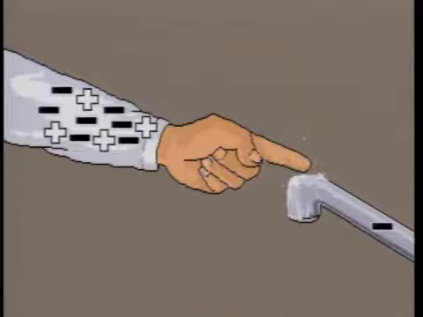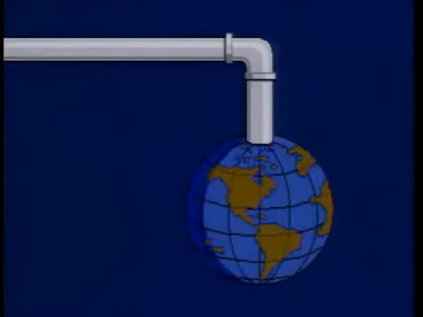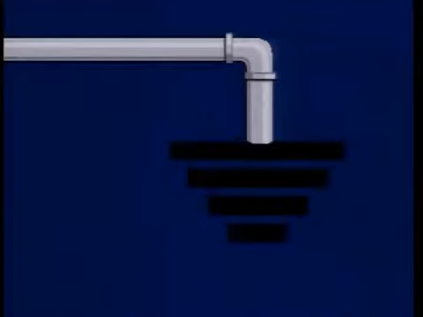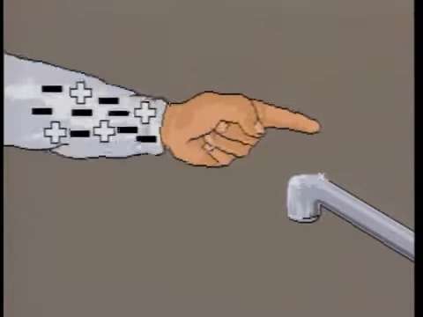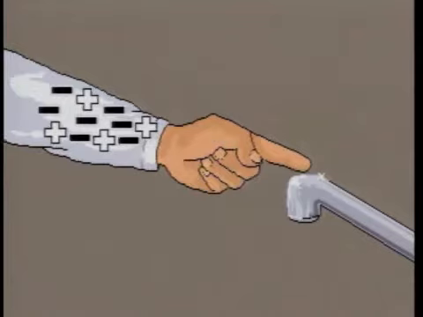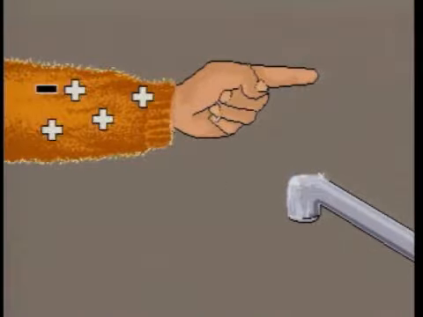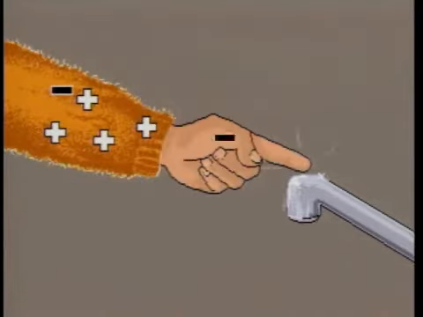The easiest way to neutralize a charged object is to connect it to the earth with a good conductor called a ground. If the object is negatively charged, the excess electrons flow into the ground until it is neutral. If it is positively charged, electrons flow from the ground into the object until once again it is neutralized.